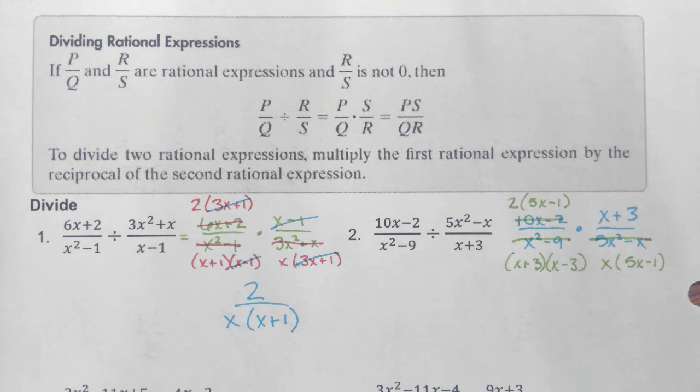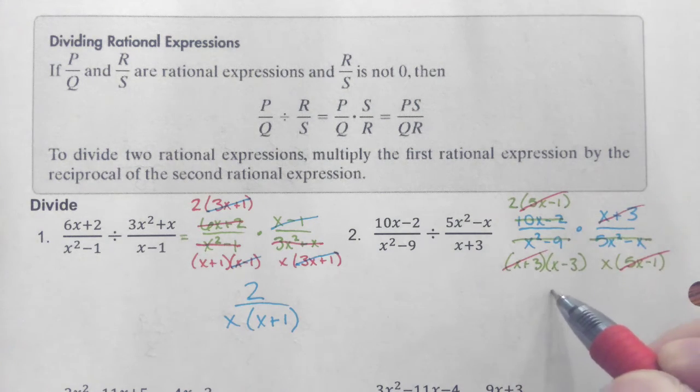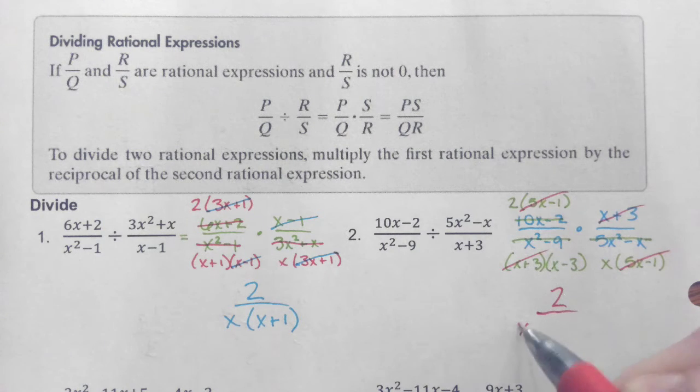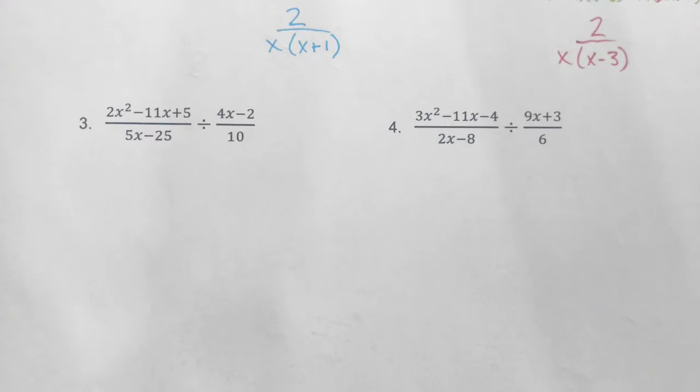Now that everything's factored, we're going to go ahead and find the matching things on top and bottom and cross them out. 5x minus 1's, x plus 3's, and then just like the last one, looks pretty similar. I've got the 2 left on top. I'm going to put the x out front of the x minus 3. Leave it like that. Just 2 more examples here, and then you can get started on your assignment.